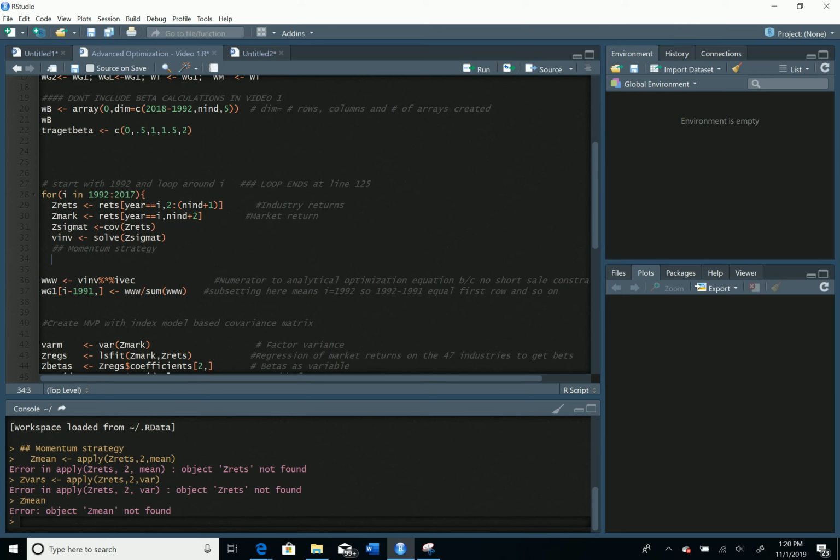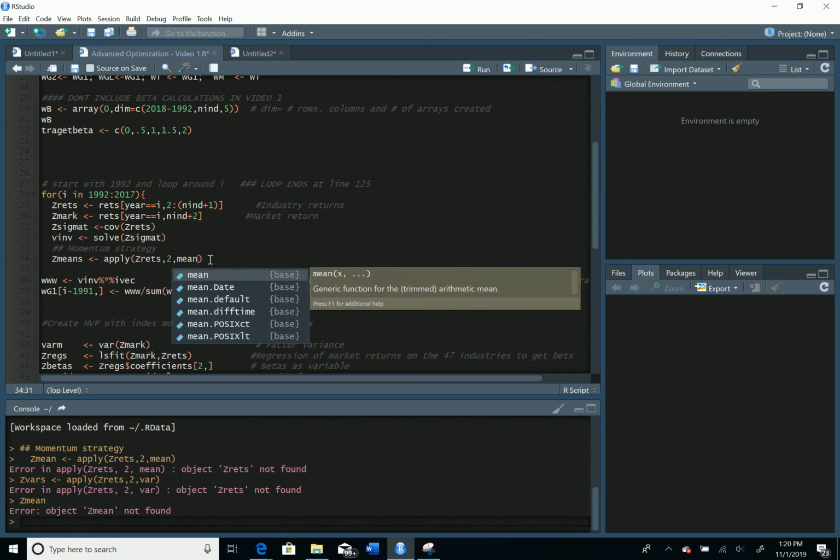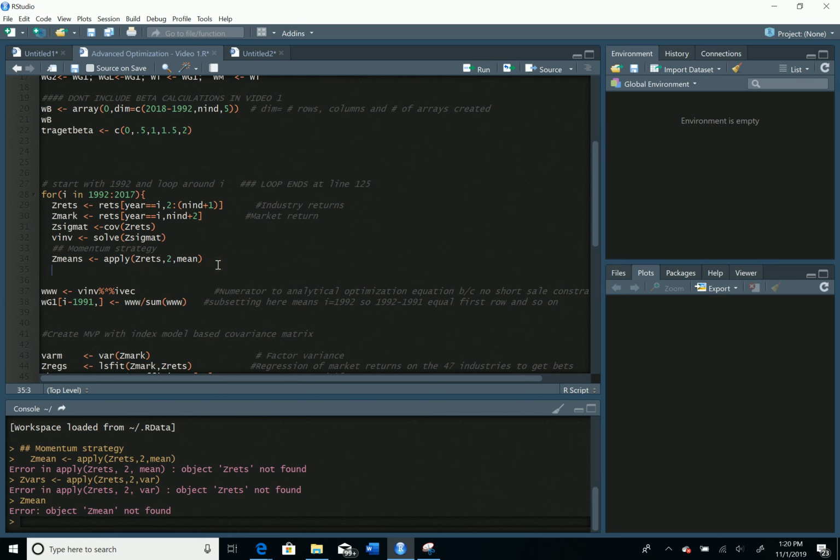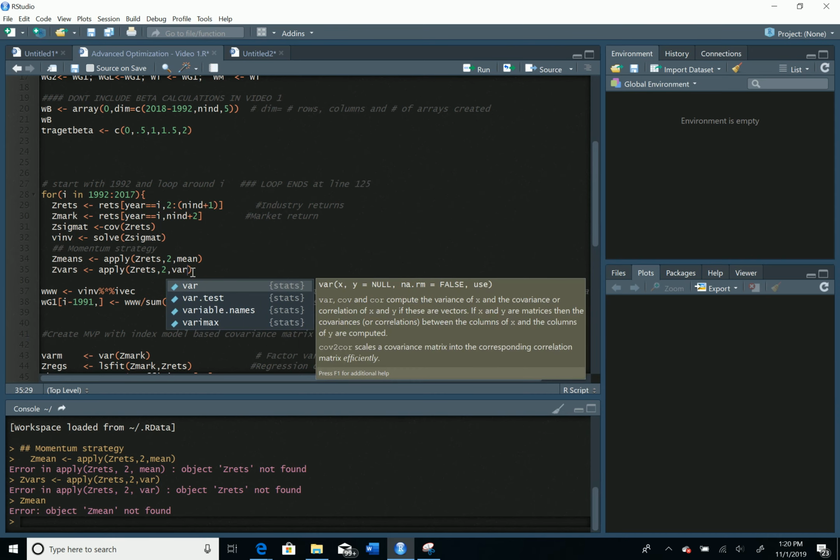Let's get started with the momentum portfolio by going inside our first portfolio design loop to take the means of the 47 industries based on the ith year in the sample period. And we're going to do that using the apply function as always. And we're going to also do the same thing for variance. So we can just copy this formula down, change the variable name, and then instead of taking the mean, we'll take the variance. And it's important to remember that these variables just store the values for the mean and the variance of each of the 47 industries for the year from 1992 to 2017.